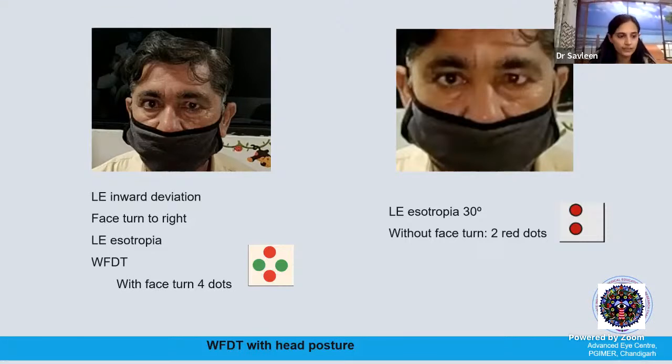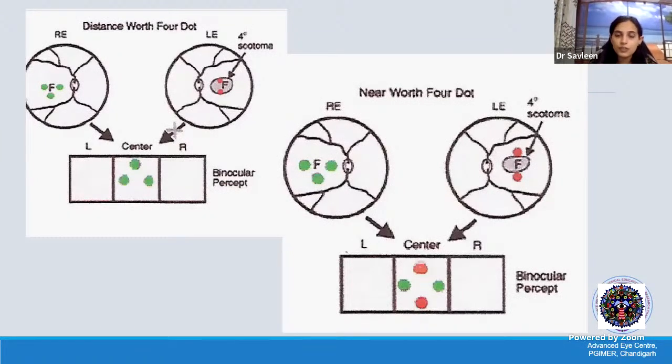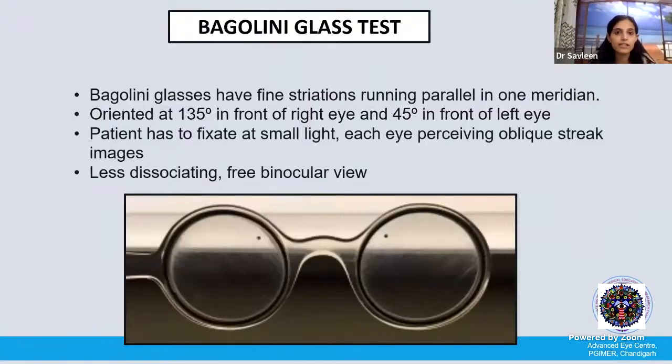Distance Worth-4 dot test and near Worth-4 dot test are important because when you have a patient of monofixation syndrome, you have a central scotoma. So when you do a distance Worth-4 dot test, they would suppress the image of one eye. For example, this patient is seeing only from one eye. And once you do the Worth-4 dot test at near, you will see that they give a normal response because the peripheral field is normal. So this is what is conclusive for the diagnosis of monofixation syndrome.